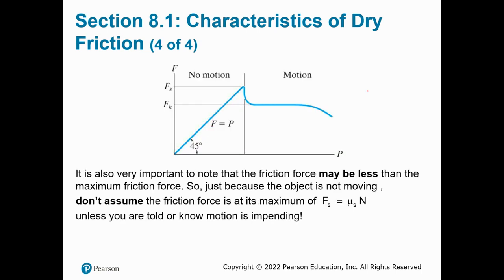So it's very important to know that the friction force may be less than the maximum friction force. Just because the object is not moving, do not assume the friction force is at its maximum. The maximum is this value up here, and our static friction increases; this number changes as we apply more force to it. Unless you know that this object is impending, you cannot use F_s equals mu_s times N. Only under the condition that it's impending does the friction equal mu_s times N.